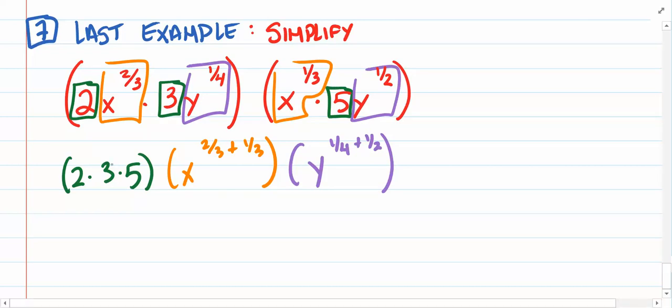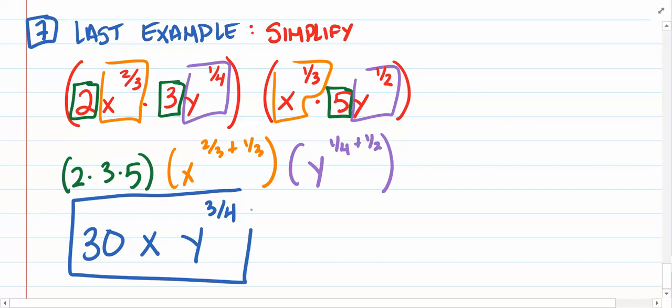So 2 times 3 is 6, times 5 is 30. So that's going to be 30. x to the 2/3 plus 1/3 is x to the 3/3, or just the number x, because 2/3 plus 1/3 makes 3/3, so that's just x. We don't have to worry about that one. Then 1/4 plus 1/2, so 25 cents plus 50 cents makes 75 cents. So that's going to be y to the 3/4 power, because that's 75 cents in terms of money. So the answer is 30xy to the 3/4 power.